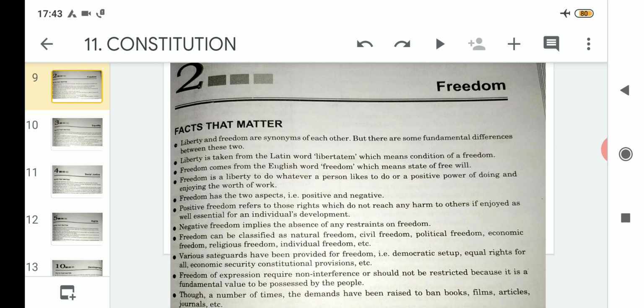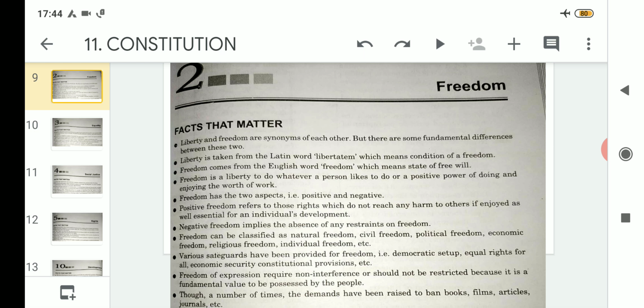Suppose a democratic setup has been provided where equal rights are given to all. When we talk about the equal rights related to the democratic setup, we can say that universal adult franchise is being given to us. That means irrespective of gender, caste, or religion, we are given the universal adult franchise. That means the right to vote. A person who attains the age of 18 will of course get the right to vote, be it male or female, or belonging to any caste, but that political right will be given to all. So these are some of the safeguards that have been provided for the freedom.